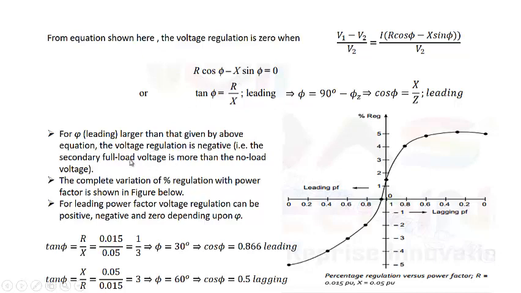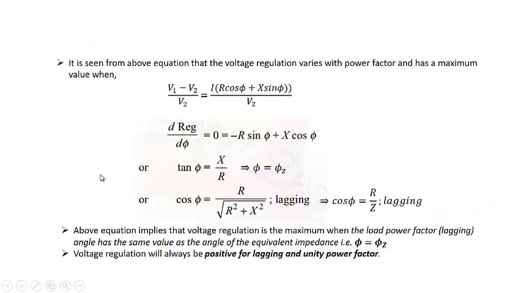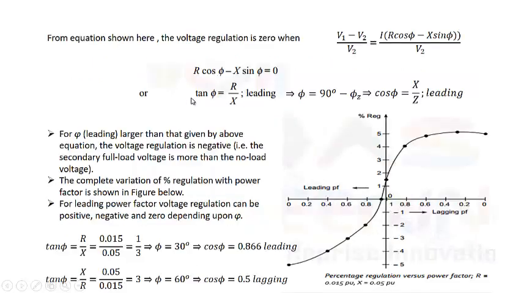That is, secondary full load voltage is more than the no load voltage. That means in that case, when we calculate it, this V1 voltage will be less than this V2 voltage. As you increase the load, voltage will go on increasing. Now this is the complete variation of the voltage regulation at different power factors.